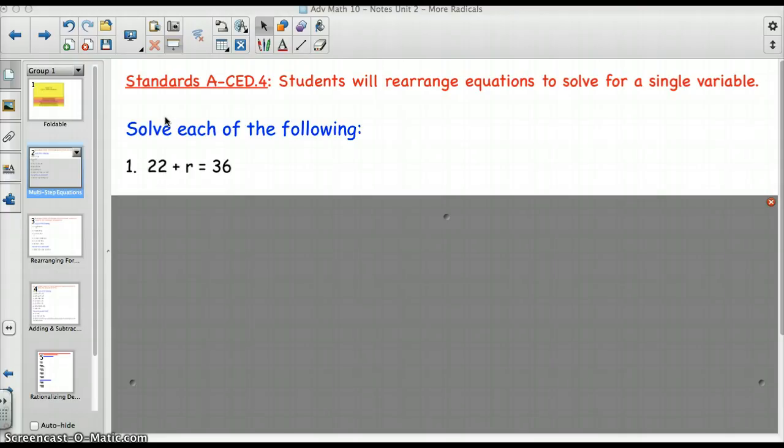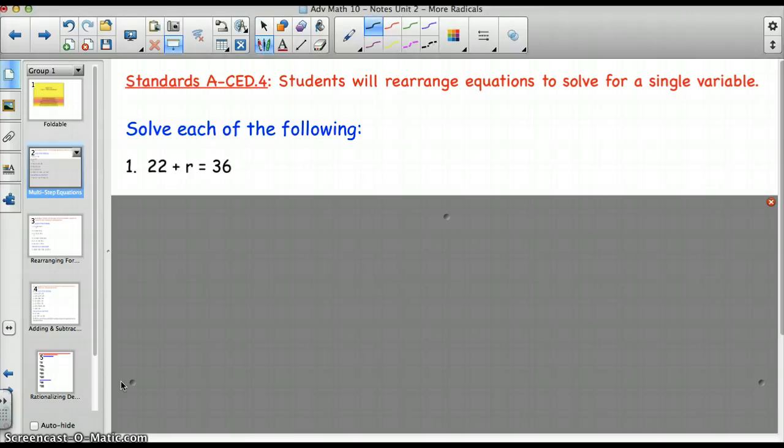So for this first example, we are going to solve this equation using one step. Since our goal is always going to be to get the variable by itself, and the 22 is being added to the r, I need to subtract 22 from both sides. And when I do that, I'm left with r equals 14. And that's your answer.